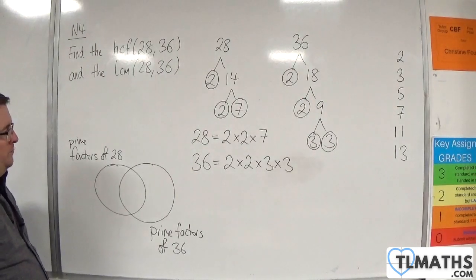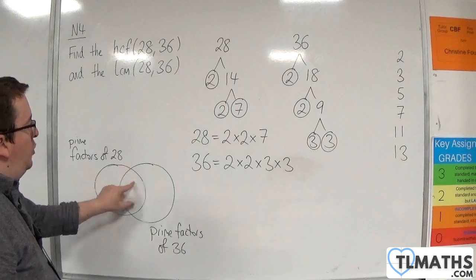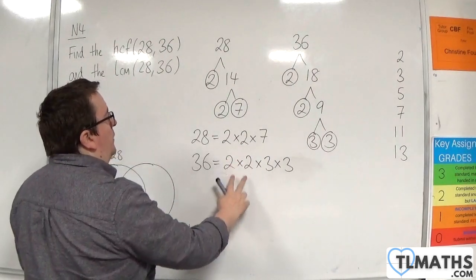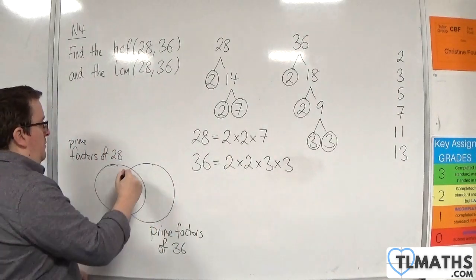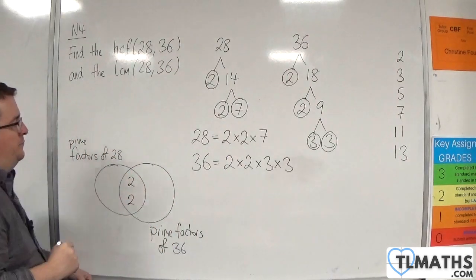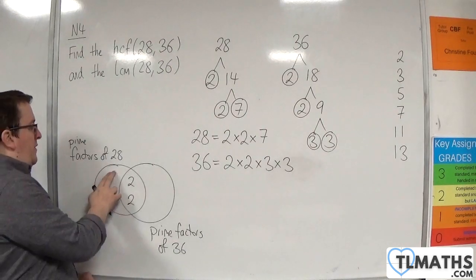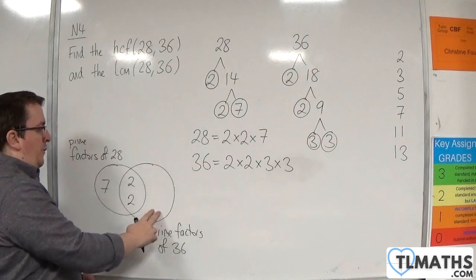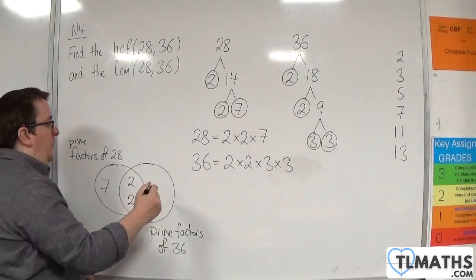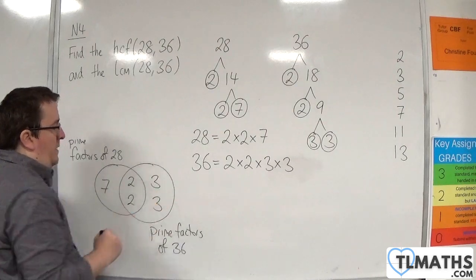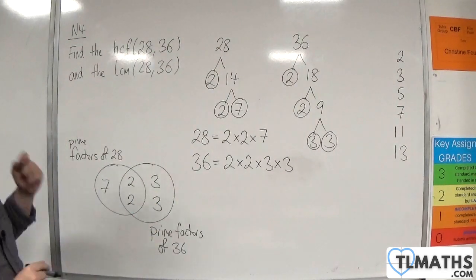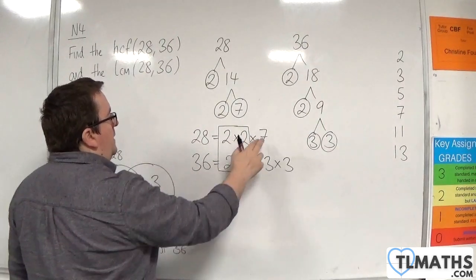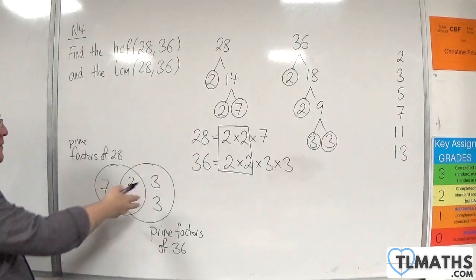So first of all, what goes in here? What is common to both? Well, we have both 2 and 2. Okay, so we've got two 2's. So 2 and 2. What goes in this bit for 28 would be the 7. And what goes in this bit for 36 is the 3 and the other 3. Okay, so that bit is the intersection, and these two bits are in those crescent moon shapes.